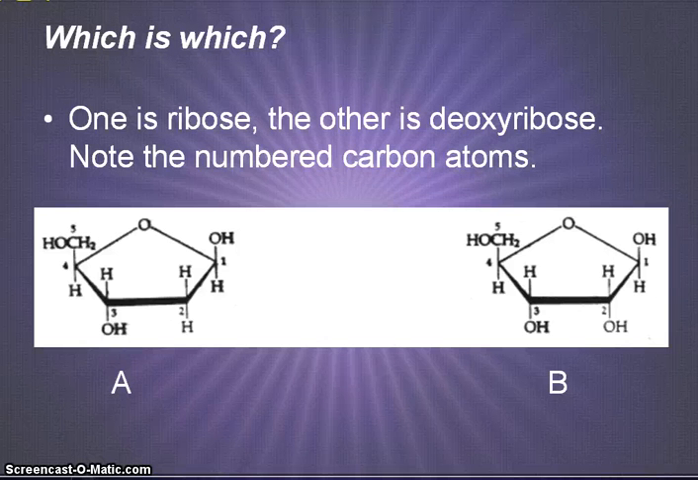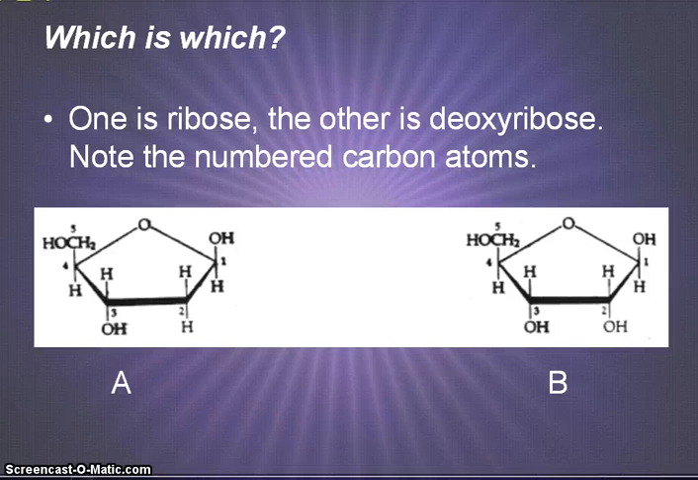These are two of the 5-carbon sugars that we were looking at before. I want you to pause this, but before you do that, you're going to tell me which one is ribose and which one is deoxyribose. So I want you to pause it and write down in your notes which one you think is deoxyribose and tell me which one it is. Go.